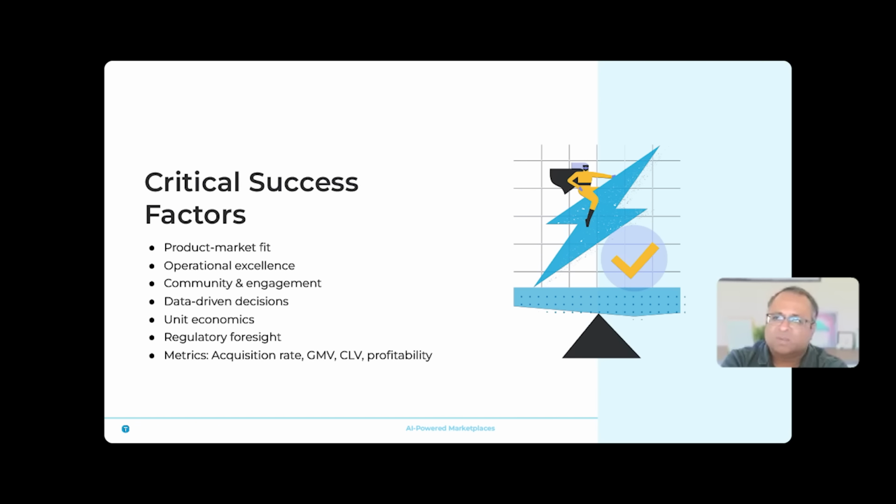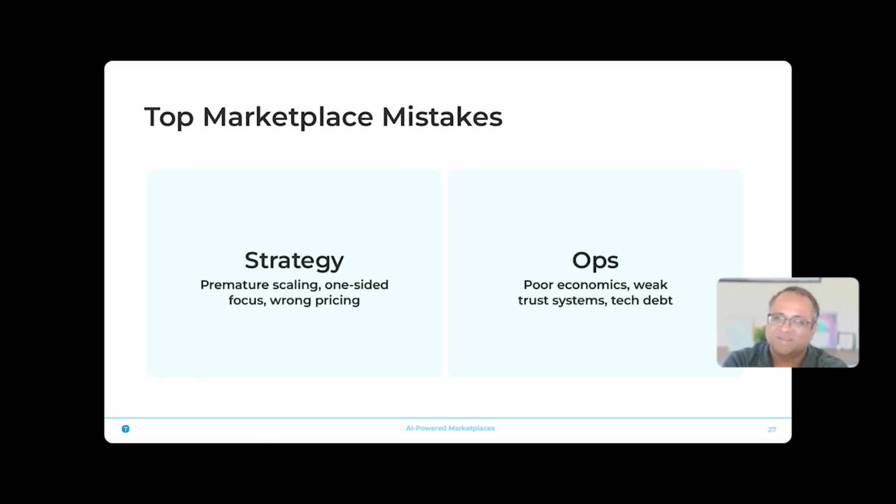So, not so much of a comment here, but these are the success factors that you need to think about. The traditional success factors apply to markets with or without AI. So, these are like laws of physics. They're fine anywhere.